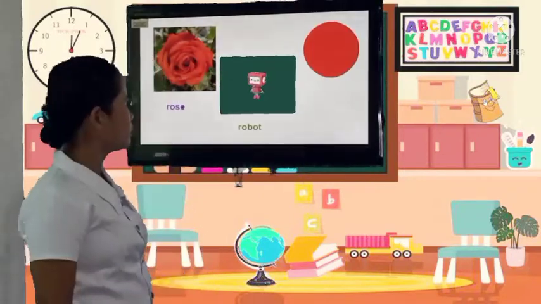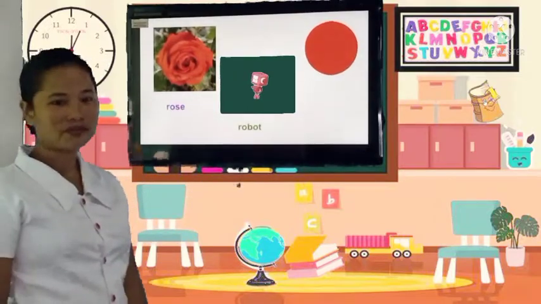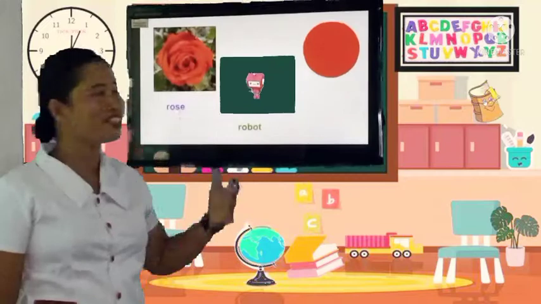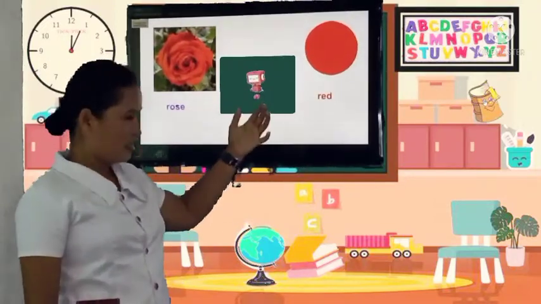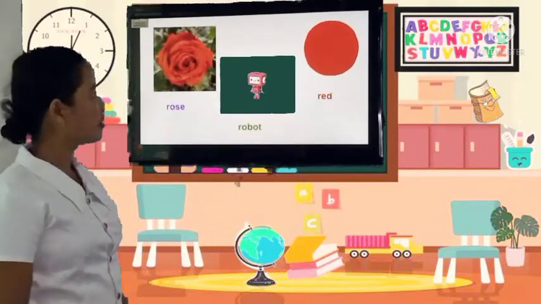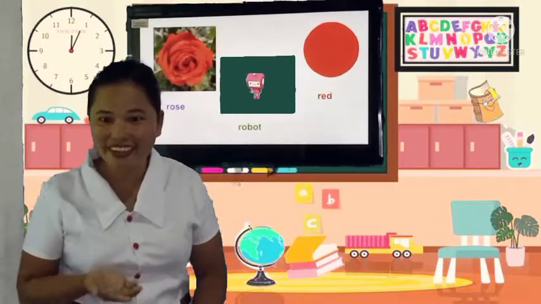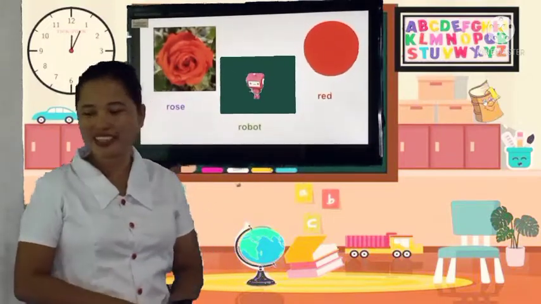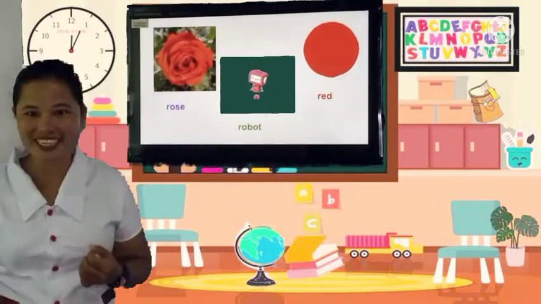Okay. This one, what is this one? Color red. Yes, it's color red. Red starts with letter R. Yes, it starts with letter R, and the sound again of R. R. Very good. Now let's see and find the missing letter.